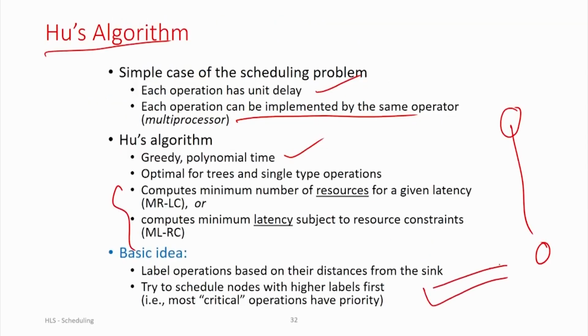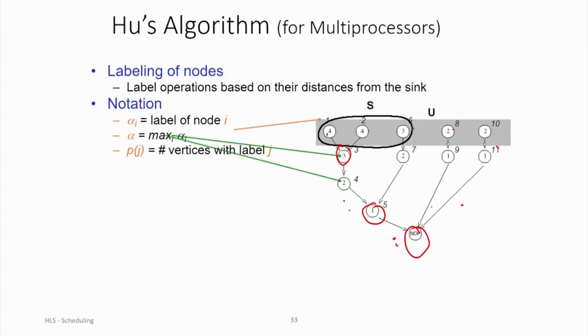It maintains a priority list, a list of operations which are available or can be scheduled, and based on the resource constraints it selects the operations which have the highest priority. The priority value is this distance value, this 4, 4, 3, and it picks the max. So, the operation which has a higher value has a higher priority than the other operations.